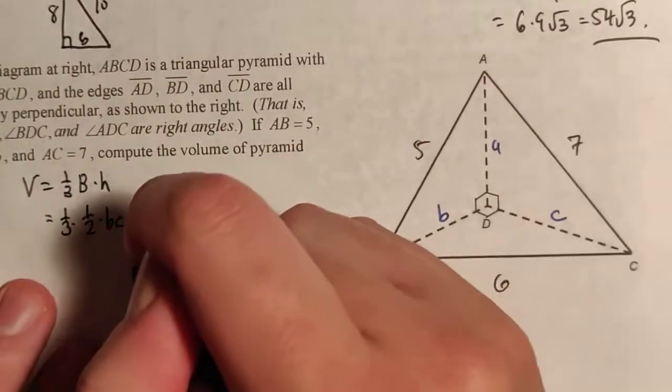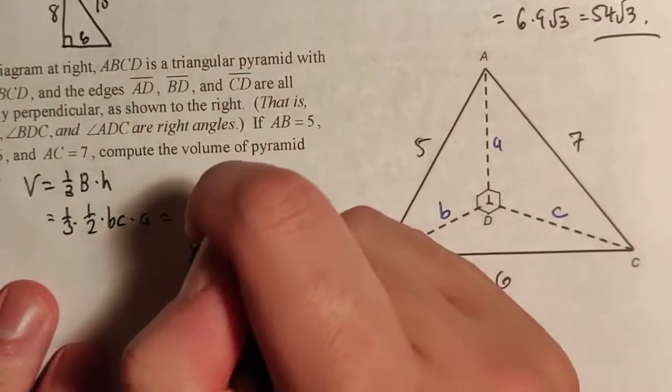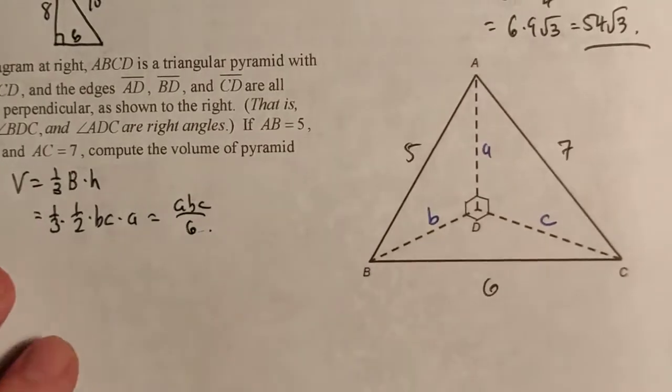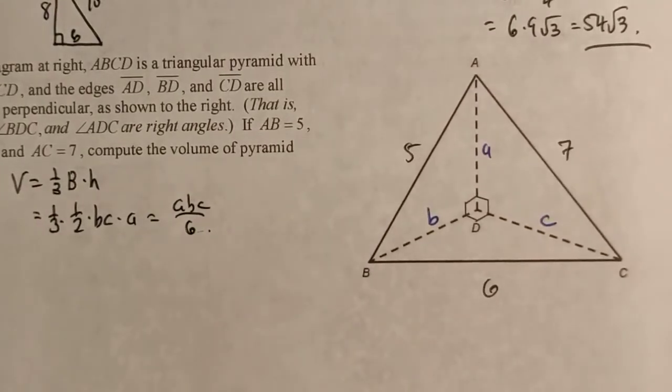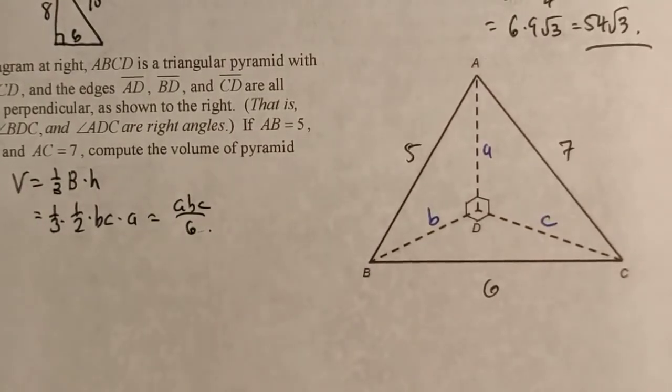Okay? And the height is A. So therefore, this is just ABC divided by 6, which is fantastic. Sadly, we have no idea what A, B, and C are. So we're going to have to get a little creative here, okay? Note that they gave us the 5, 6, and 7 for a reason here.